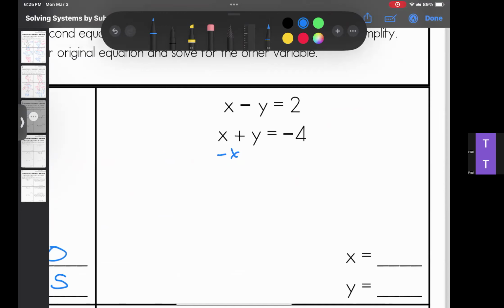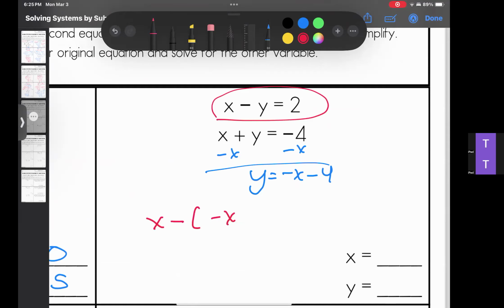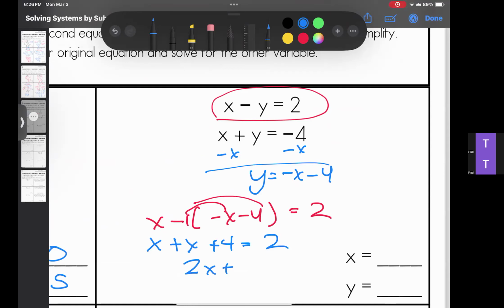Let's do this one. Only because that leaves our y positive from the jump and we don't have to divide by negative 1. So we're going to take this cutie and do x minus negative x minus 4 equals 2. Going to share that negative like it's a negative 1. X plus x plus 4. So we get 2x plus 4 equals 2. Subtract our 4.